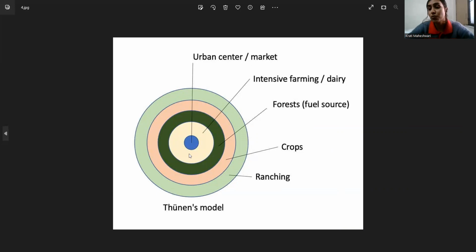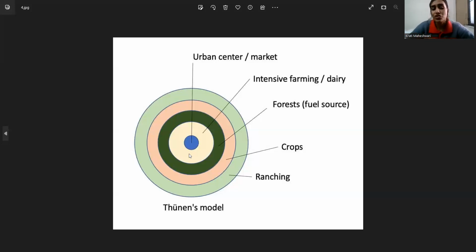And then as we move progressively outwards, we see that there are different types of primary economic activities that have been happening. So we see after the urban center, we see intensive dairy, then we see the forest as a fuel resource, then we see cropping, and then we see ranching. Ranching is essentially cattle rearing.